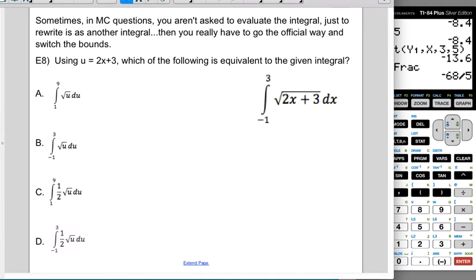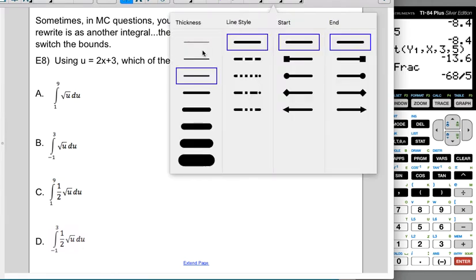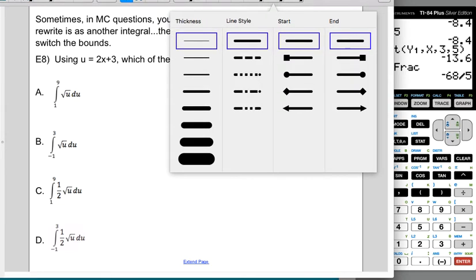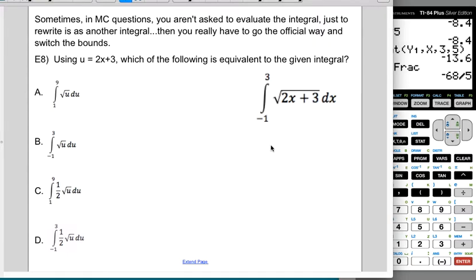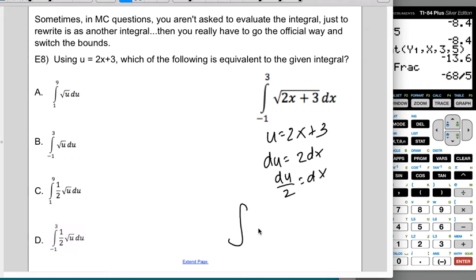Basically we have to do u-sub, but we don't actually integrate. They just want us to substitute. So if I follow their instructions and u is 2x plus 3, my du should be 2 dx, meaning I get du over 2 as my dx. So when I change the integral, I should get a root u and a du over 2.